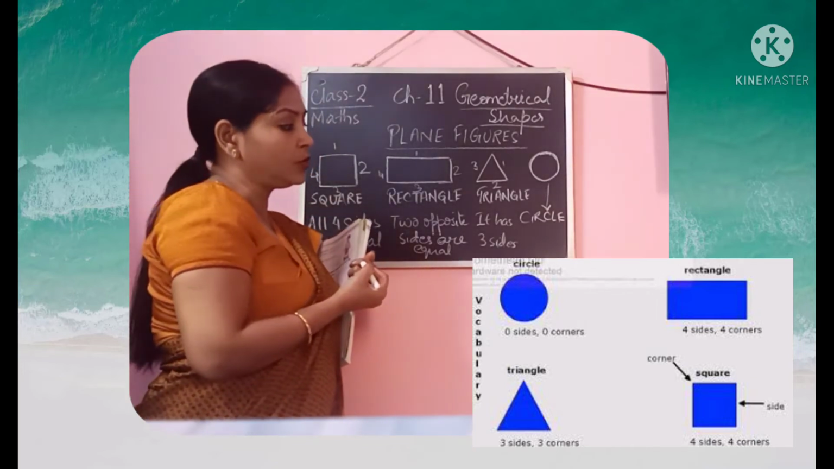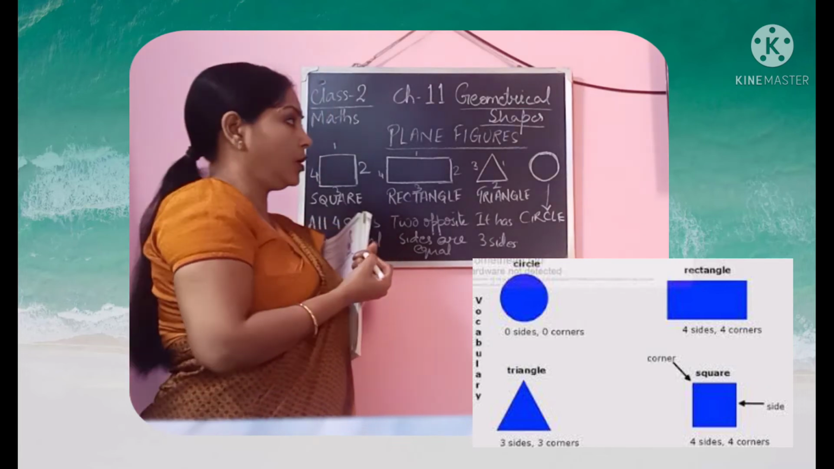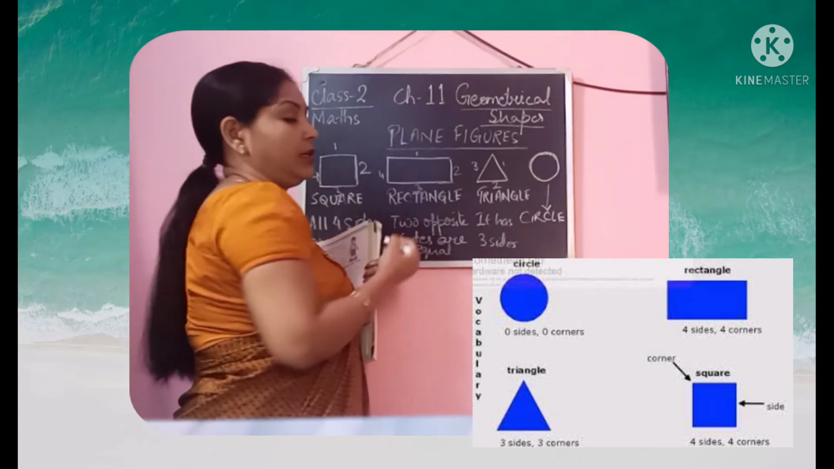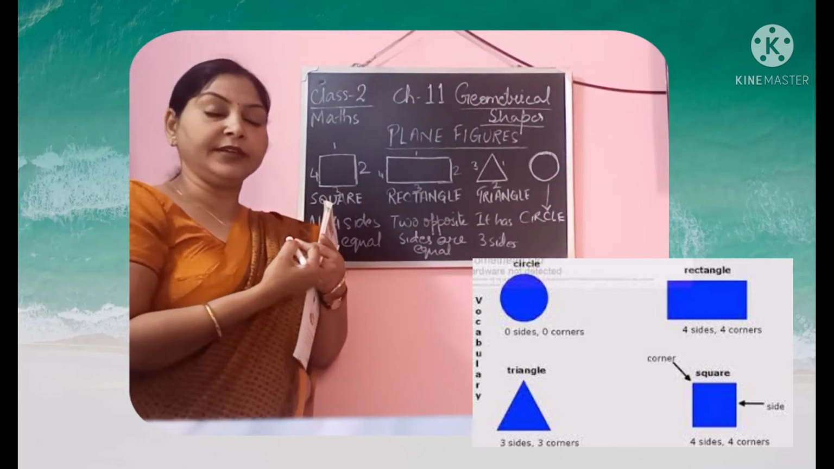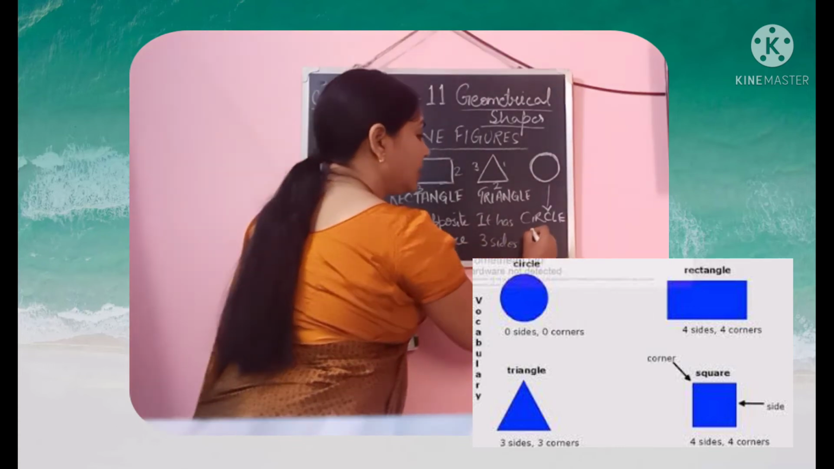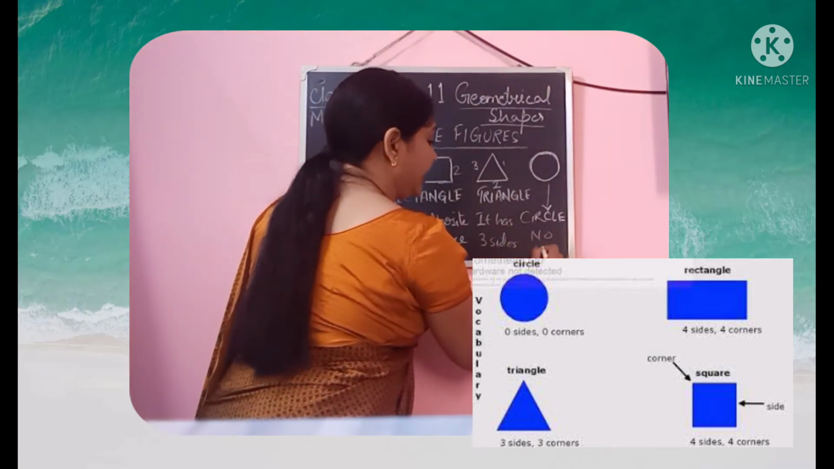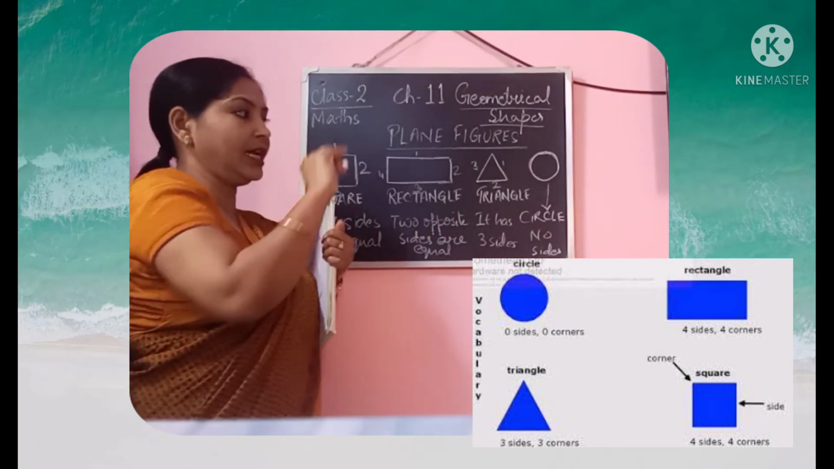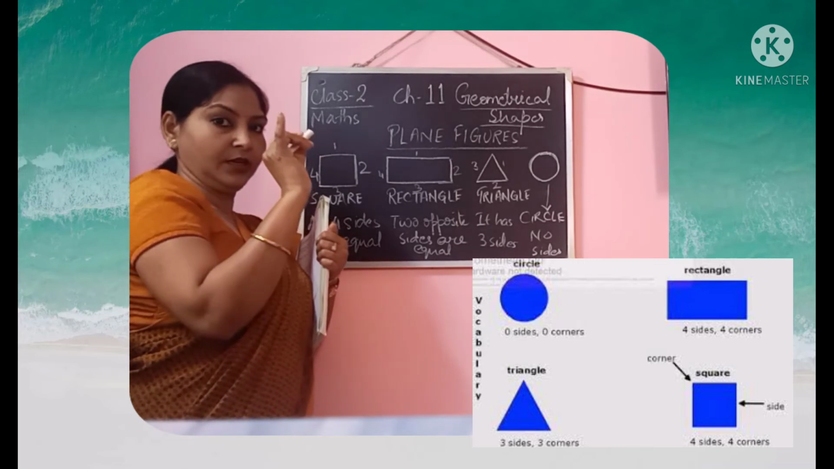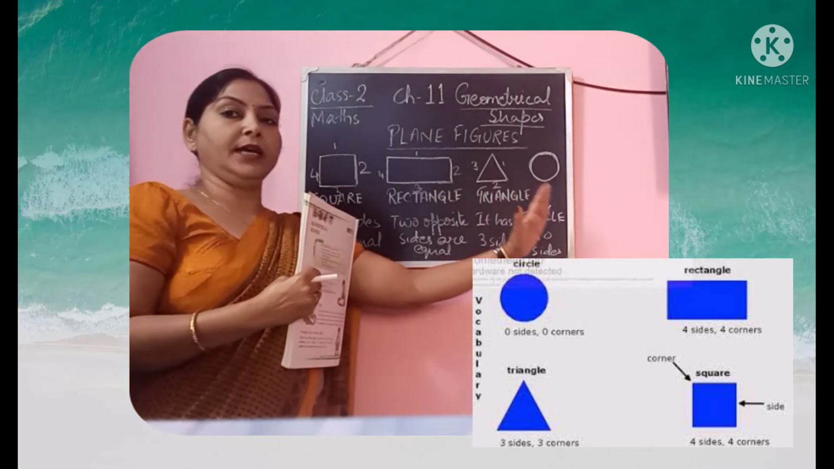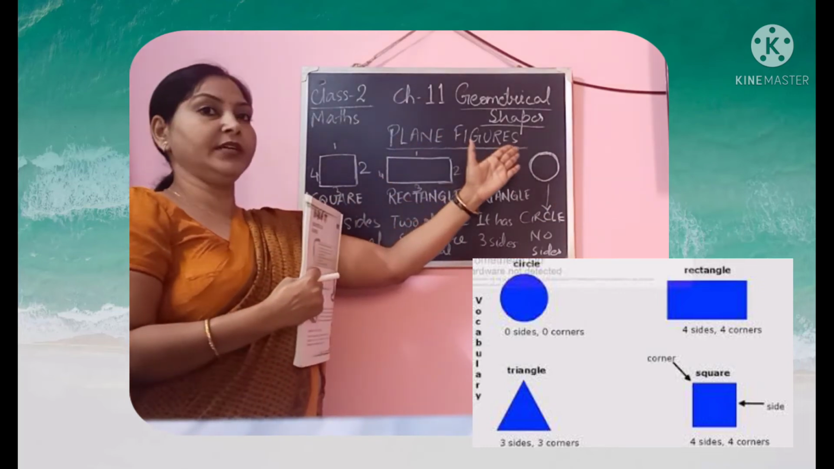Alright. Coming to the last plane figure, it is a circle. Do we have any side here? There is no side. So a circle has no sides. Okay, a circle has no side. It has only one curved line. So square, rectangle, triangle and circle are called plane figures.